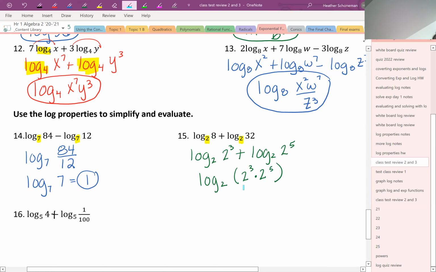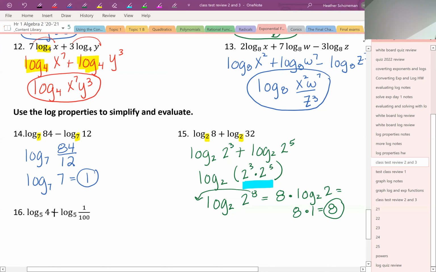And now I'm going to ignore the log for a second and just focus inside the parentheses. I have the same base, so I can add the exponents. So I'm going to have log base 2, and this is going to be 2 to the 3 plus 5, which is 8. Anytime I have an exponent, I can move it to the front. So it's going to be 8 times log base 2 of 2. Well, log base 2 of 2 is 1, so this is 8 times 1, which is just 8.